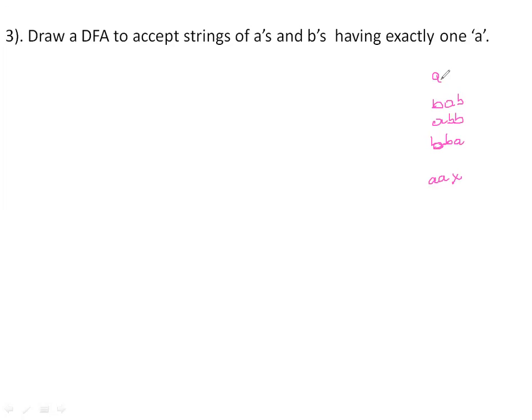It may start with any number of B's, or it may end with any number of B's, it does not matter. But your DFA must have only one A. If it is there, then it should be accepted. If this is the case, then obviously the minimum string length is 1, so we will be getting 2 states. Q0 is the start state, then Q1 will be the final state. If I make it the final state, then whenever we get a single A, it will be accepted.